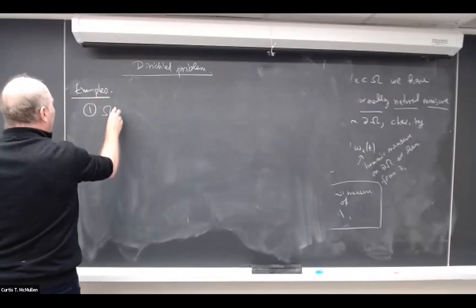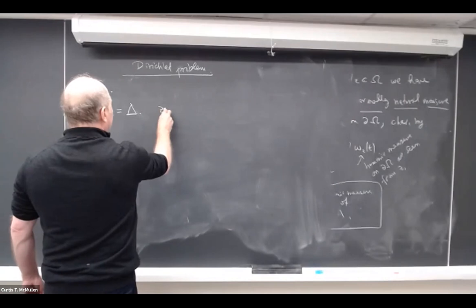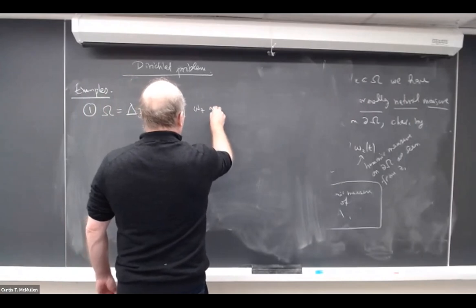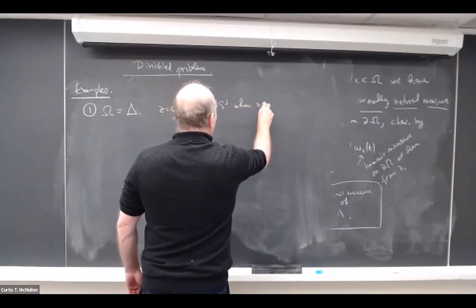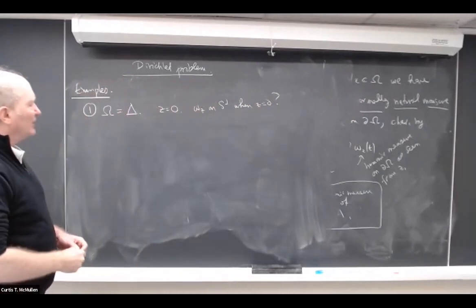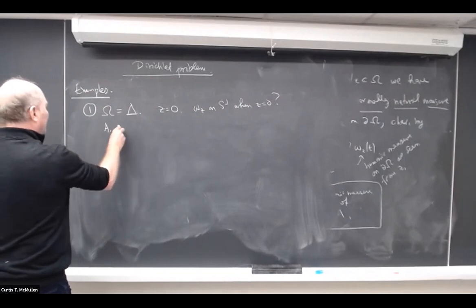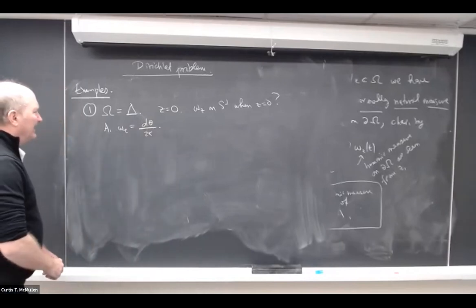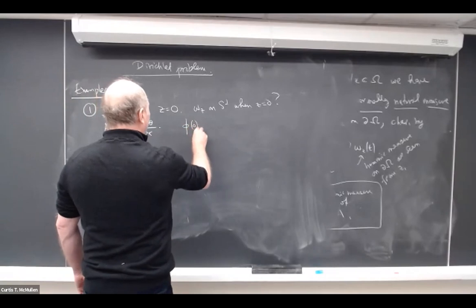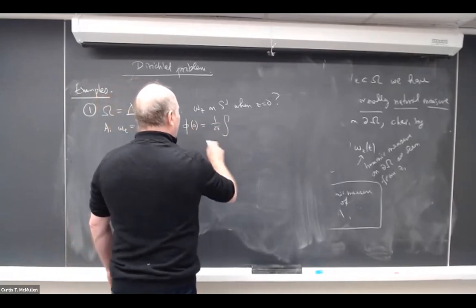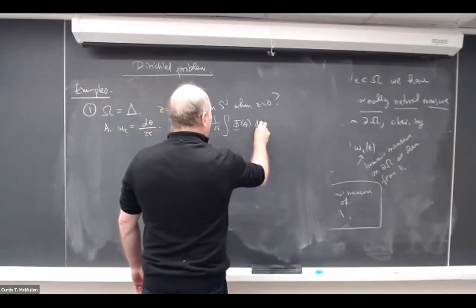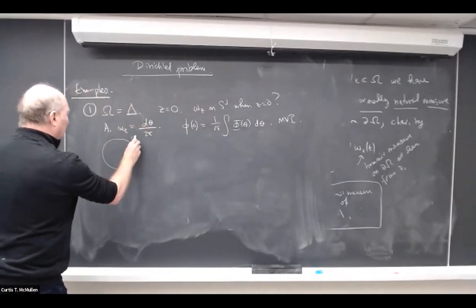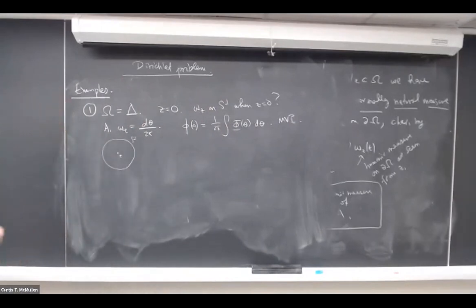So first, I'll let my domain omega be the unit disk, and I'll let z be 0. So what's the harmonic measure on S^1 when z is equal to 0? The answer is omega_z is d theta over 2 pi, because the value of a function at the center of the disk is equal to 1 over 2 pi times the integral of phi of theta d theta. That's just the mean value property. Okay, so the measure induced on the circle by the choice of the point z is the usual angular measure.